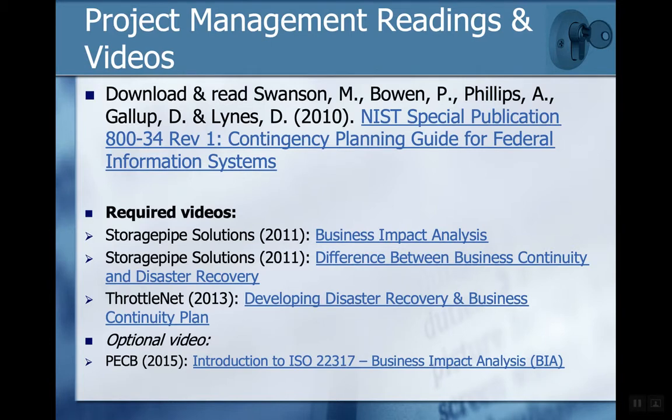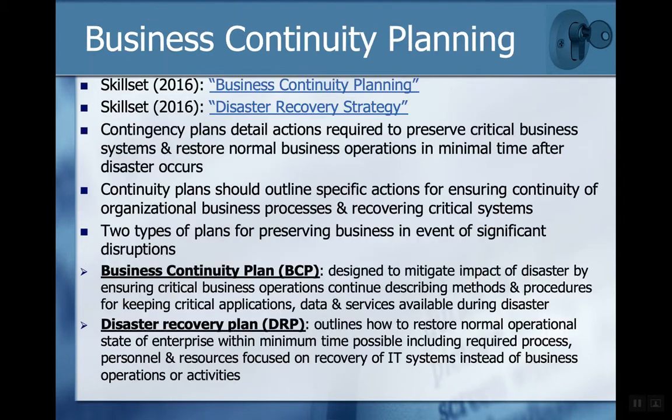Some of the background around this: there's a NIST document, NIST Special Publication 800-34, focused really on contingency planning for federal information systems. So it's more of a federal focus, but can be applied to other situations as well. Also, there's a couple of videos in here around dealing with business impact analysis, comparisons of business continuity to disaster recovery, and concepts around how you develop disaster recovery and continuity plans.